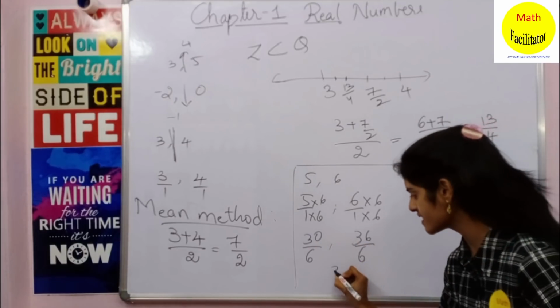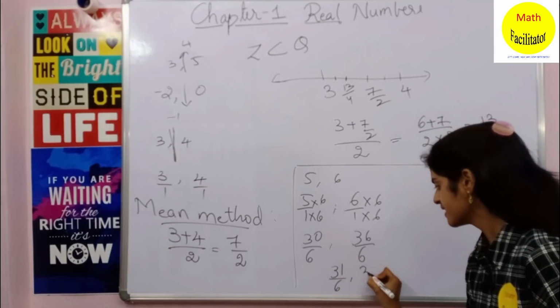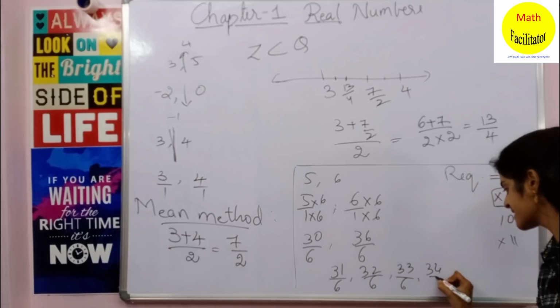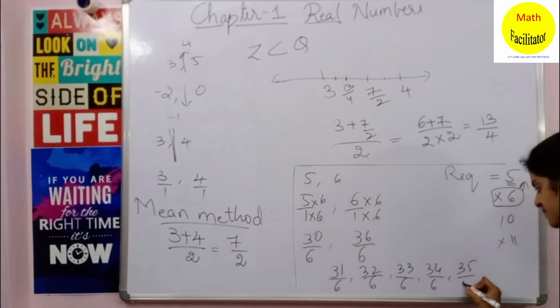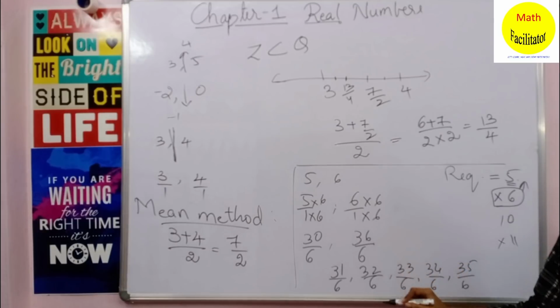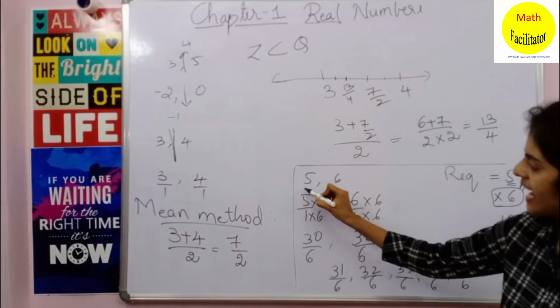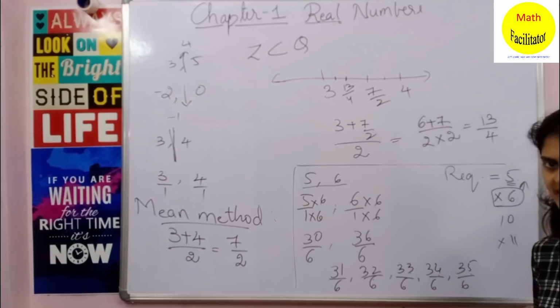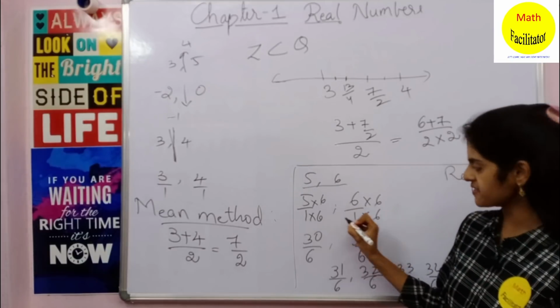So let us insert: 31/6, 32/6, 33/6, 34/6 and 35/6. Now this is 36/6. So you can see that 1, 2, 3, 4, 5 rational numbers we are able to insert between the two numbers. So simply you have to see the required number of rational numbers and multiply the numerator as well as the denominator with one number more than the required number of rational numbers to insert the rational numbers. Clear? So now this is when you have the same denominators.